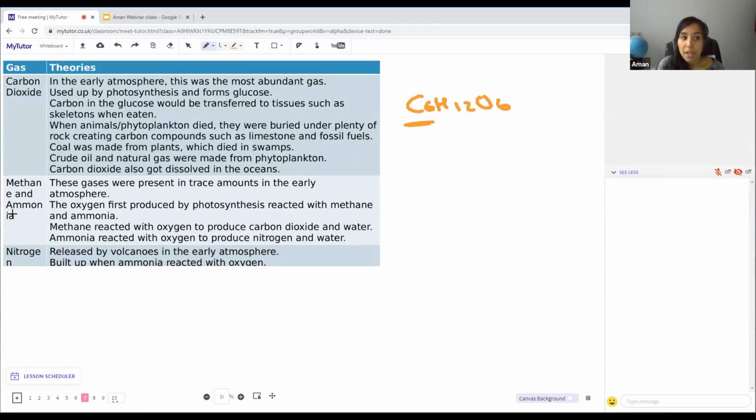Now, methane and ammonia are both toxic gases, so they aren't around today. The reason they're not around is that when oxygen started to be produced by photosynthesis, the oxygen reacted with methane and ammonia. Specifically, the methane reacted with oxygen to produce carbon dioxide and water. The reaction for that is just like combustion. It's pretty much a combustion reaction that took place. So methane reacted with oxygen to produce carbon dioxide and water.